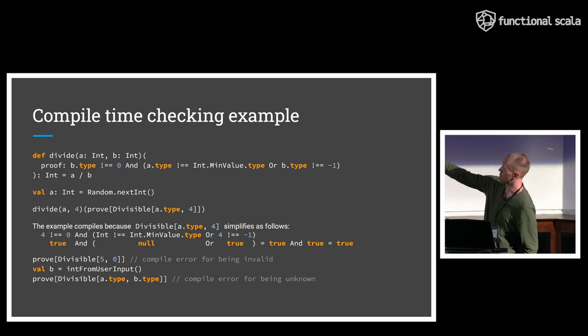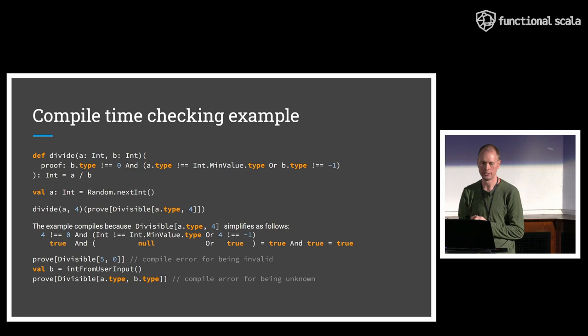Then just to show that it doesn't work, you can try to prove divisible 5-0, and you get a compile time error for not being valid. Let's say B is int from user, and now if we have a random int and an int from a user, we're going to get a compile error for, thus, being unknown.